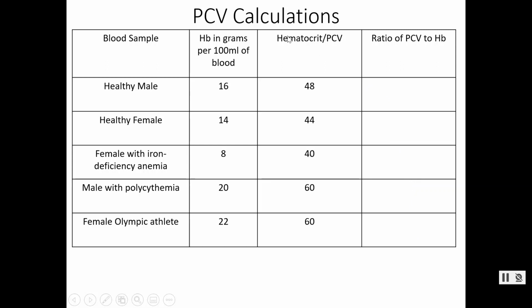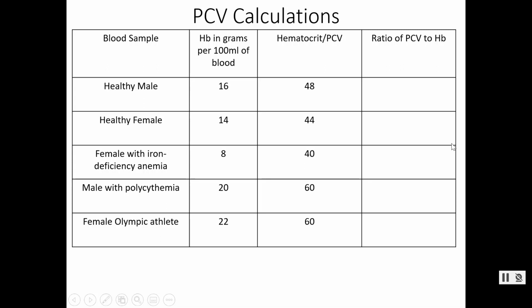Remember, and pay attention, right? So this column is your PCV, this column is your hemoglobin. Do not flip these, okay? Do not flip these, you're going to get all these wrong. So we're doing PCV compared to HB. We actually did the first one already. Remember, we did 48 into 16. Okay. All right, pause your video, do the rest, come back, check your work.